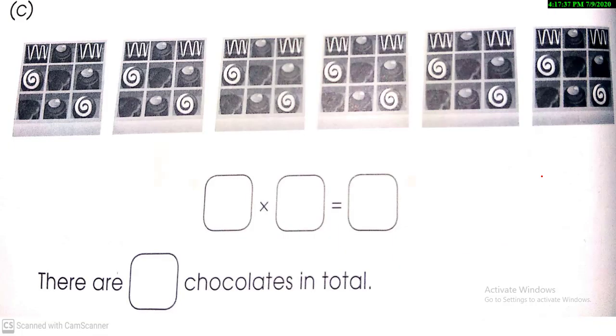Okay, this is the same page and the part has 9 in each box. And how many boxes are there? Let's count. 1, 2, 3, 4, 5, 6. Okay, so 9 6s are. So what is the answer? 9 6s are, or you can say 6 9s are 54. Yes, so there are chocolates in total, so there are 54 chocolates. Yes, see how easy it is after knowing the table.